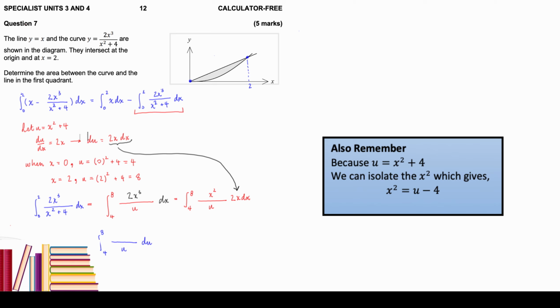And what I'm going to do with this x squared is, if we have x squared plus 4 is equal to u, well, this can also be rearranged to say that x squared is going to be equal to u subtract 4. So rather than writing x squared in the numerator, I'm going to say u subtract 4.